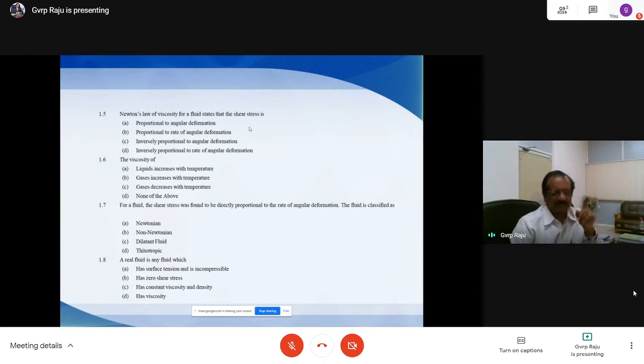One assumption, which I discussed yesterday, is that the distance between the two parallel plates must be small. We have two parallel plates here, one is stationary, the other one is moving. And the second assumption is that the two plates should be parallel, and the distance between the two plates should be small. Those are Newton's equation of viscosity assumptions.